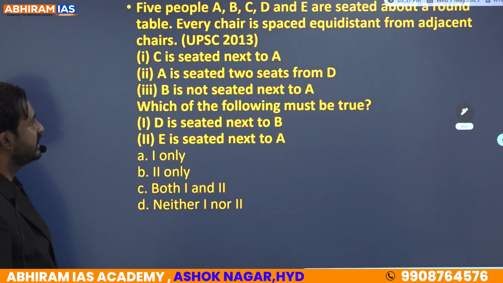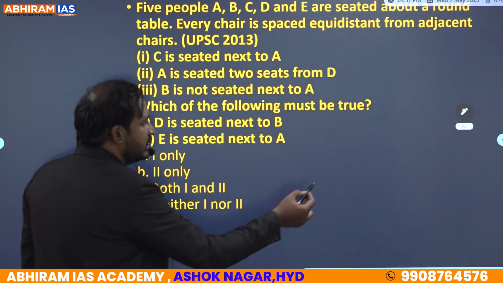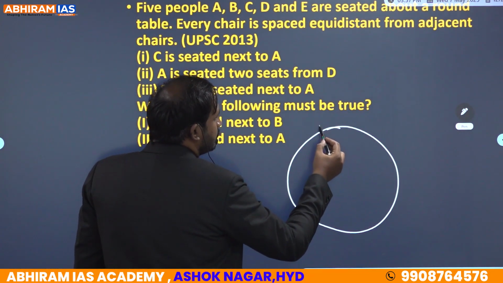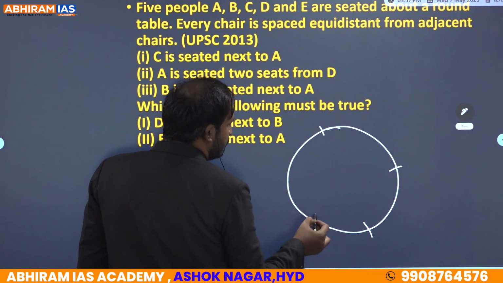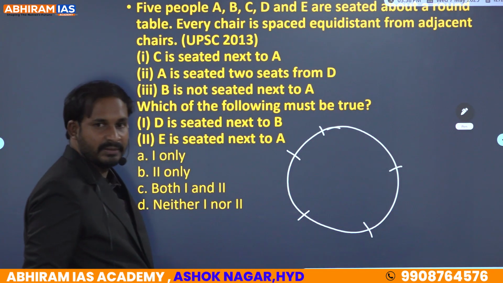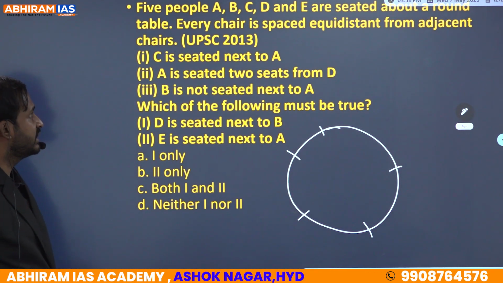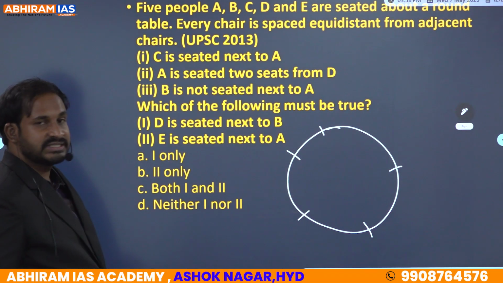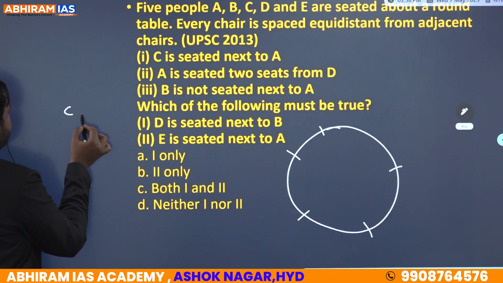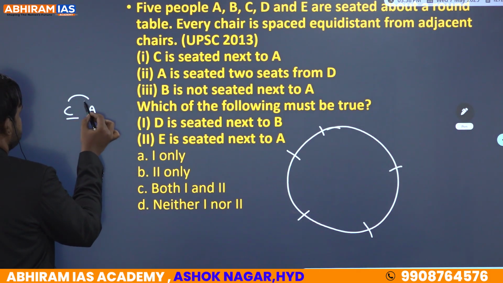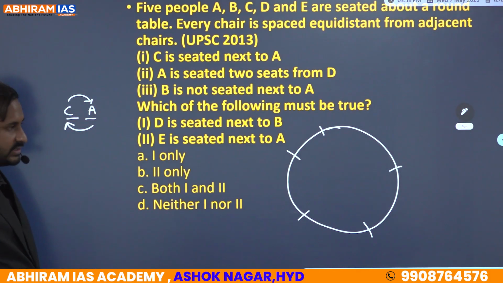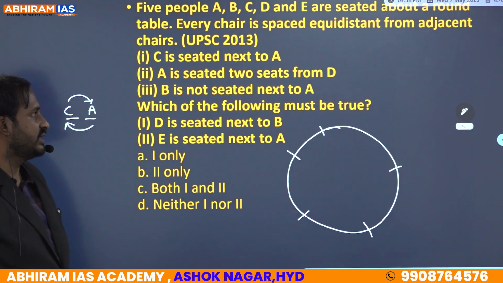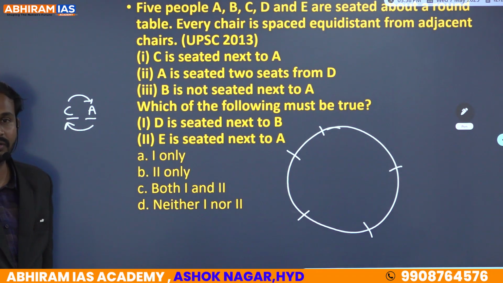Every chair is placed equidistant from the adjacent chair. Okay. There are 5 people, 1, 2, 3, 4 and 5. There are 5 people A, B, C, D, E, and they are equidistant from the adjacent chairs. C is seated next to A. A and C are what? Neighbors. A and C are neighbors. A is seated 2 seats from D. That means what you can write?